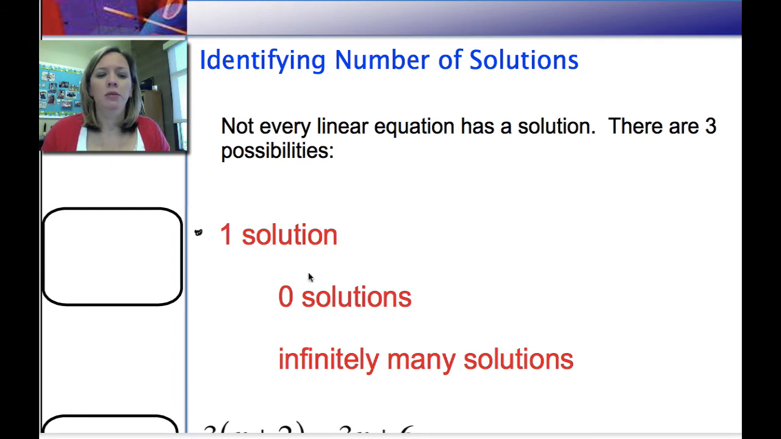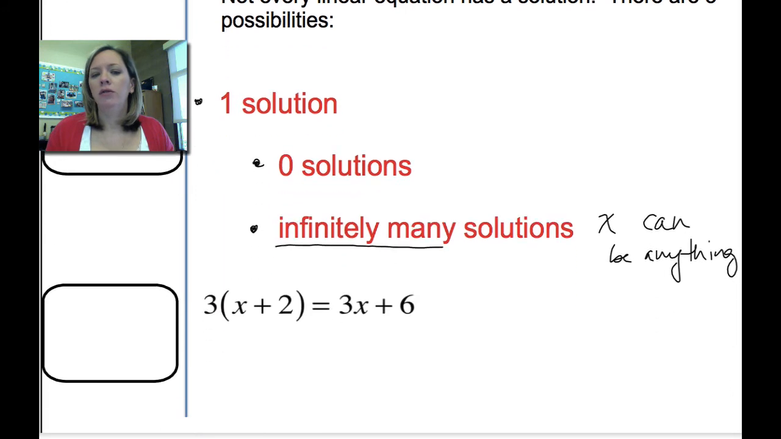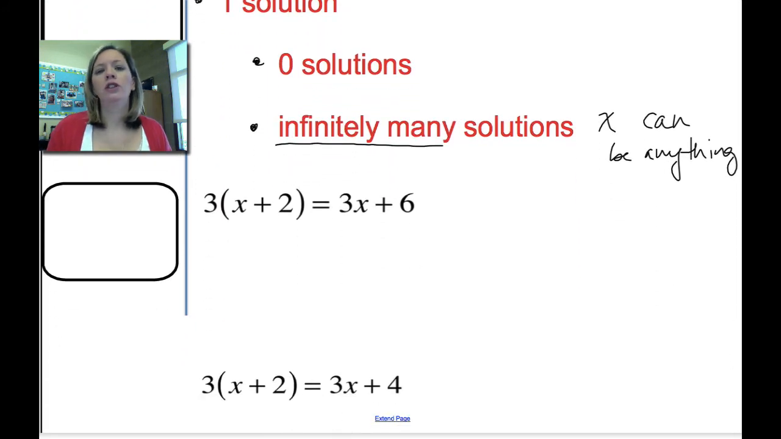But there's 2 other possibilities, and those are that the equation has no solution, or 0 solutions, or that the equation has infinitely many solutions. This is like saying x can be anything. I have to be careful about saying anything because it can't be anything. It can't be like an orange, but it could be any real number because we're working within the set of real numbers here. So I want to look at 2 examples that show one case where it has no solution and one case where it has infinitely many solutions.